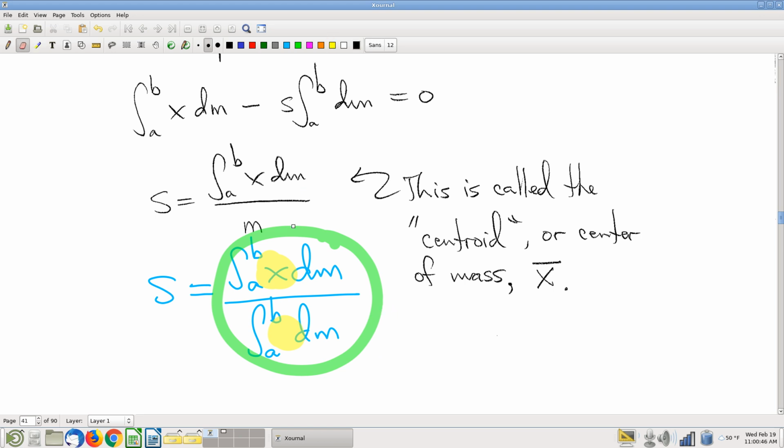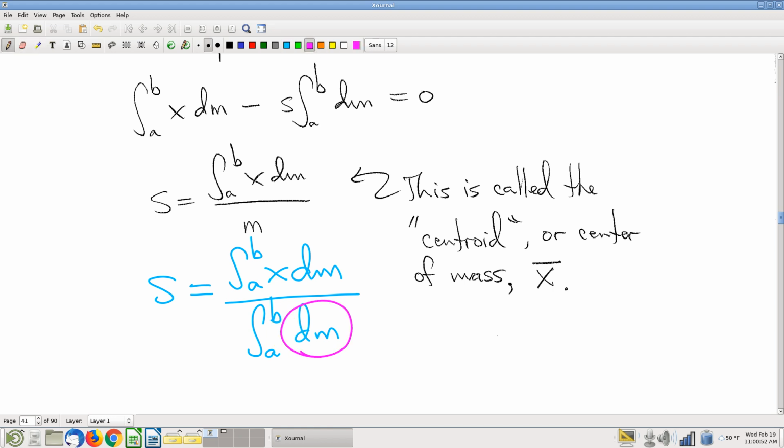Another quick observation, super quick. This dm thing, don't forget, dm is just a handy shorthand for density times dx, noted at the top of the page. So when you need to turn these into actual dx integrals, it's density times dx. There's something convenient about writing it as dm, though. It's a little bit shorter. Rolls off the tongue a little more nicely.